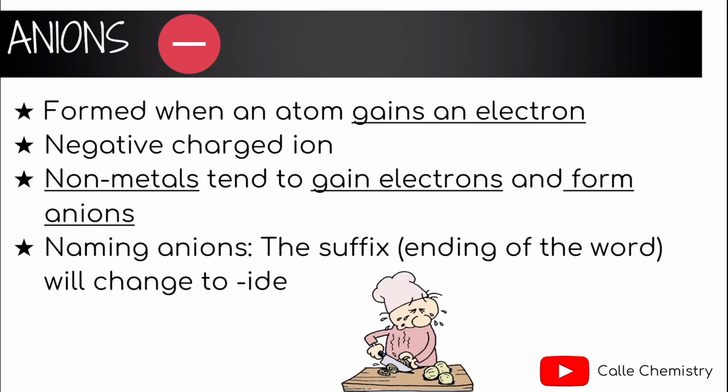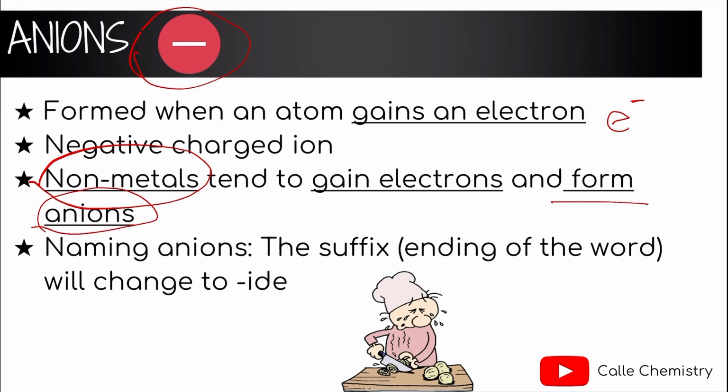These are called anions, and they're formed when atoms gain electrons. Since it's gaining an electron, let's go back to the charge. An electron has a negative charge, a -1 charge. So if it's gaining an electron, then it's going to be a negatively charged ion. Now, the types of elements that gain electrons are nonmetals. And so nonmetals are the ones that form anions.